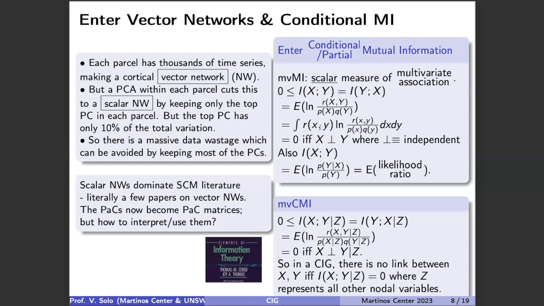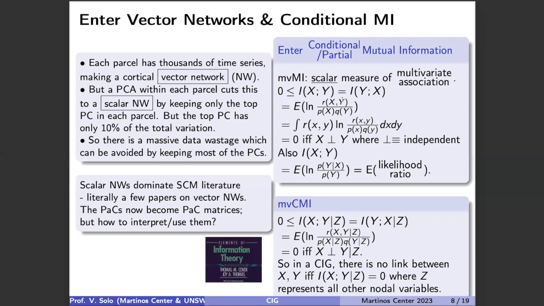And I've written out the integral here. But you can see a crucial thing. If X and Y are statistically independent, in fact, if and only if they're statistically independent, then the joint density will be the product of the 2 marginal densities. So that ratio will become 1. So the log of 1 is 0. So the mutual information vanishes if and only if the 2 random vectors are statistically independent.